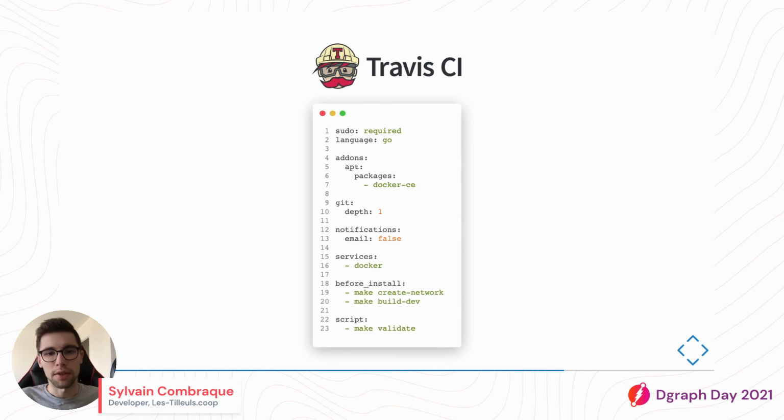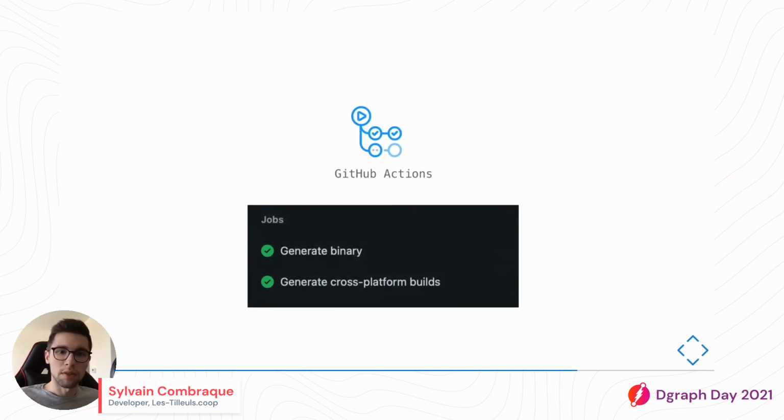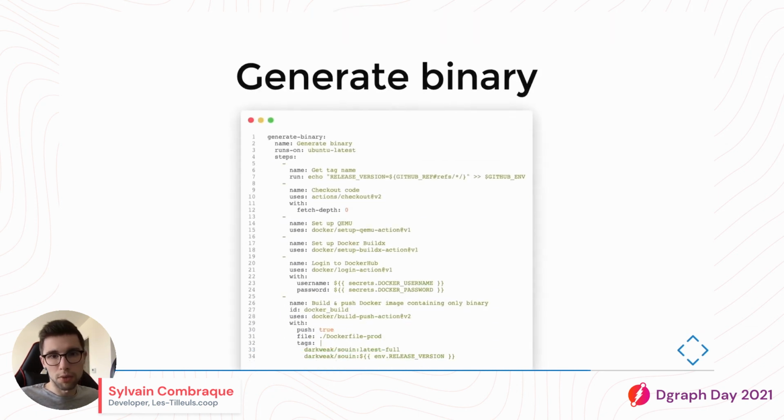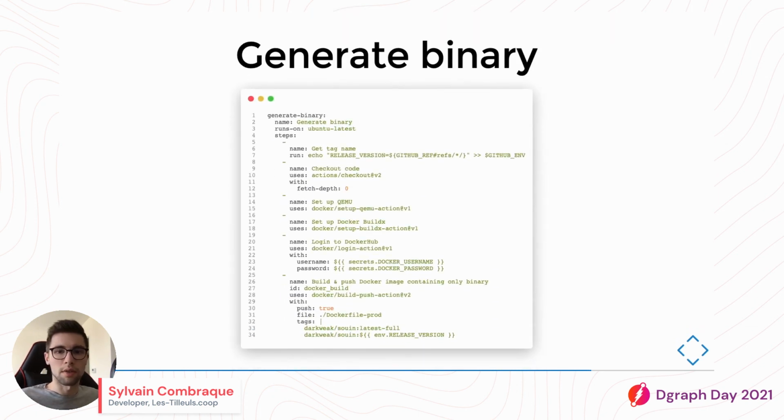Then, we check that the production mode can be built and won't crash, to ensure compliance with users that use the latest Docker image. After that, when it's merged on master and tagged, the GitHub action will be called and two jobs will be running. The first one is the binary generation to create artifacts depending on the OS and arch.